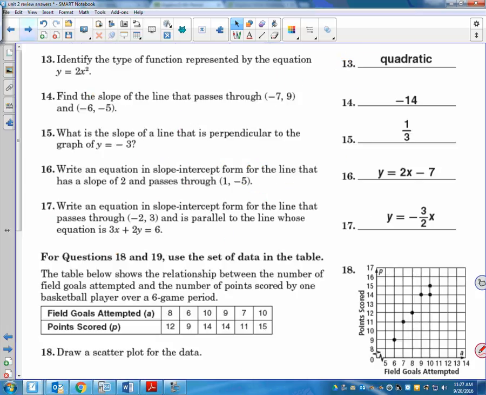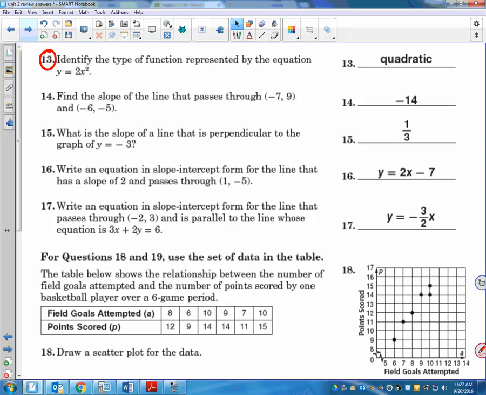Number 13, I'm going to circle this one, but it is definitely going to be different on your test. It says, what type of function is represented by 2x squared? X squared is a parabola, so that's a quadratic graph. I'm going to give you 4 equations, and I'm going to give you 4 graphs tomorrow, and I'm going to make you match them up.